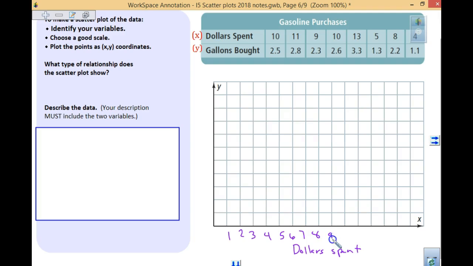And as you are looking at your Y, this is the gallons, our Y. So the number of gallons that you bought. And notice that the gallons that you bought goes from a low of 1.1 up to a high of 3.3. So if we are looking at our gallons, we might want to have 1 gallon, 2 gallons, 3, and we don't ever go up to 4 gallons for this one, right? But this is our gallons.